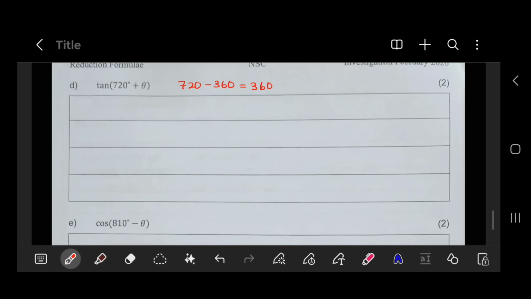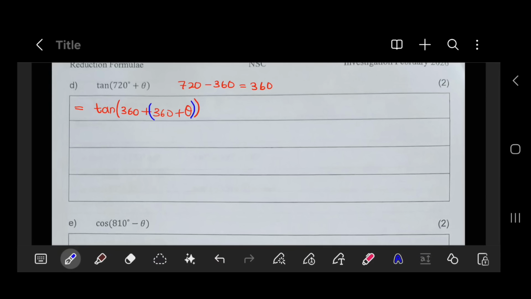And since this is an investigation, we need to show exactly how we're doing this. So I'm going to start off by breaking up the 720 as 360 plus 360 plus theta. Okay, that's what I've done. And the next thing I'm going to do is group this 360 plus theta as one angle together. Now what I have is tan of 360 plus an angle.